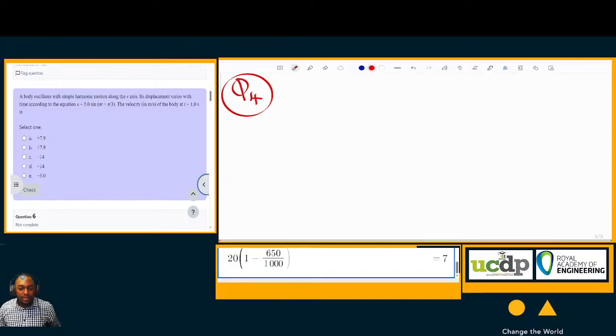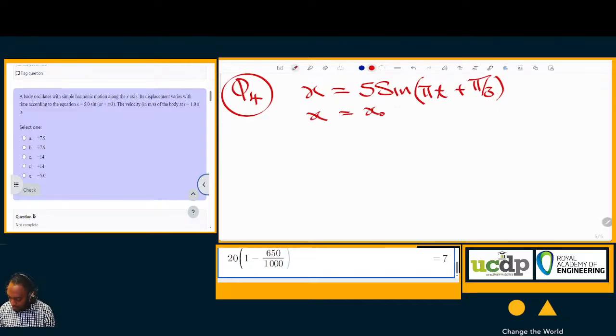So it's a question on simple harmonic motion, and x equals 5 sine of pi t plus pi over 3. You're being asked to find, okay, this is the displacement-time equation for a body oscillating in simple harmonic motion. We know that x equals x naught sine of omega t plus the phase.